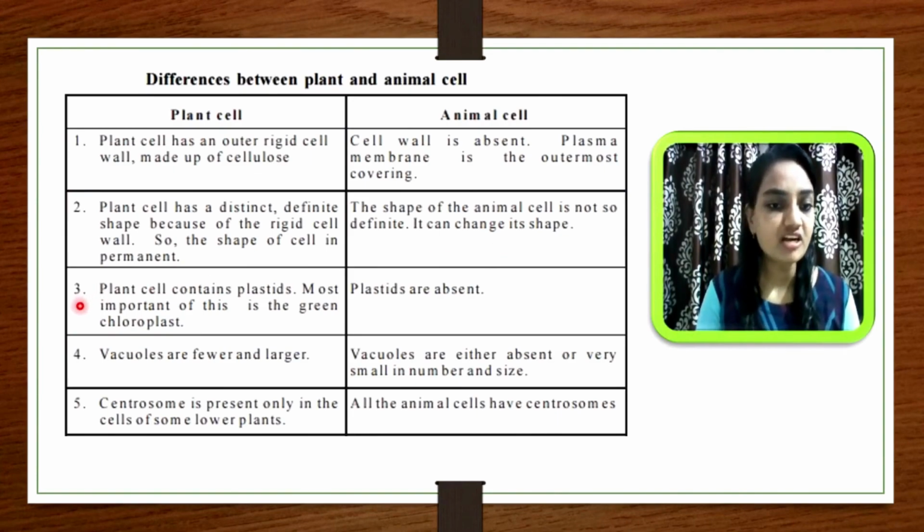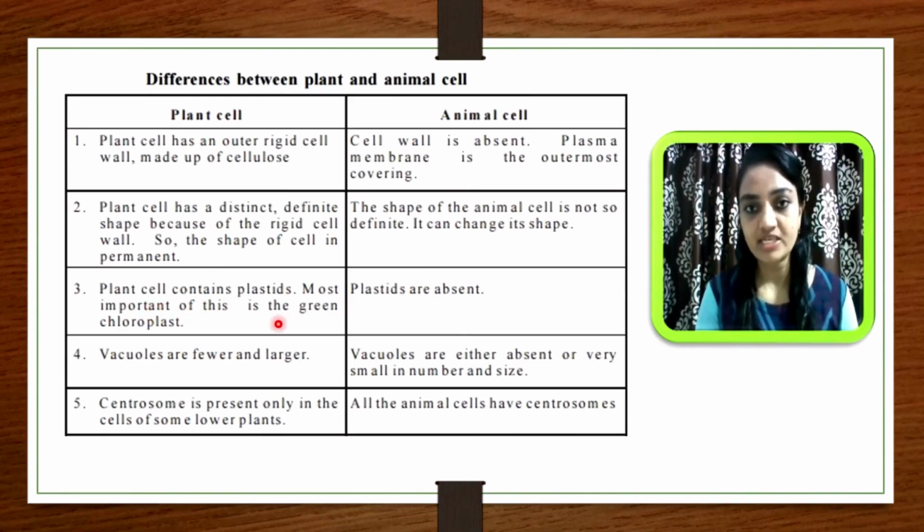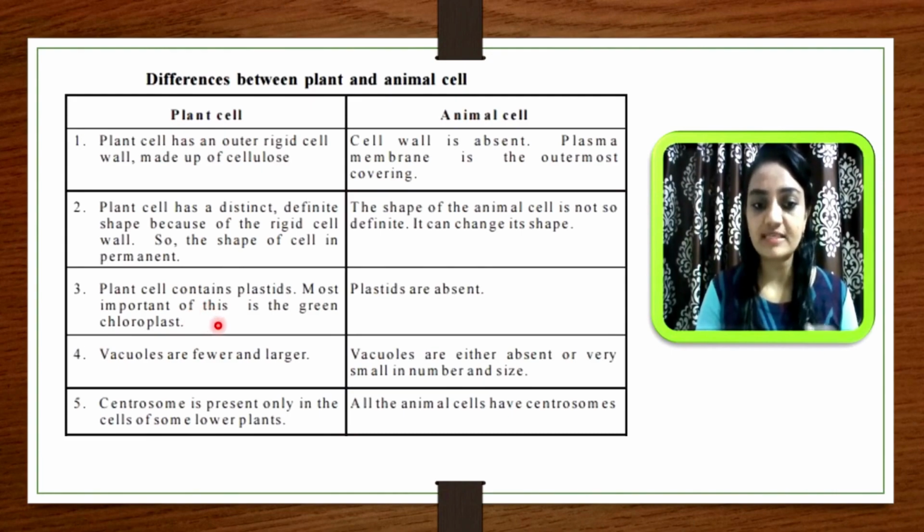Now third point: plant cells contain plastids. Most important of these is the green chloroplast. You can say that plants can do their photosynthetic reaction, and you know very well photosynthesis is possible only due to chlorophyll content, and that is present in the chloroplast. So chloroplasts are only found in the plant cell.